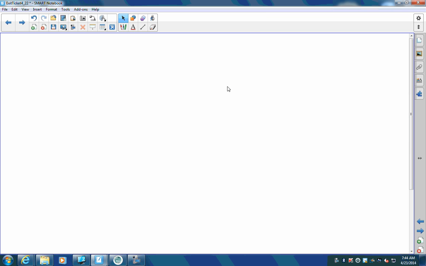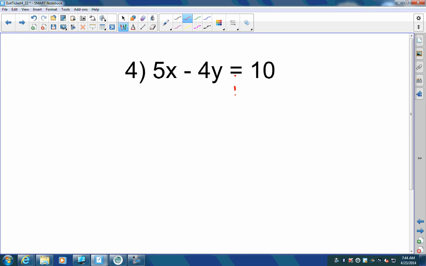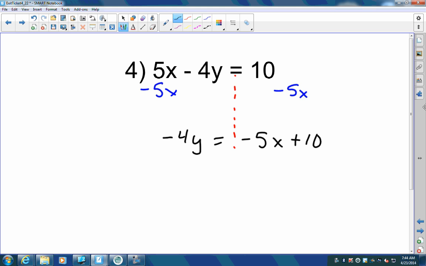On number 4, this is in standard form. You were supposed to put it in slope-intercept. You would have subtracted 5x from each side. Get negative 4y equals negative 5x plus 10. Then you're going to divide by negative 4.